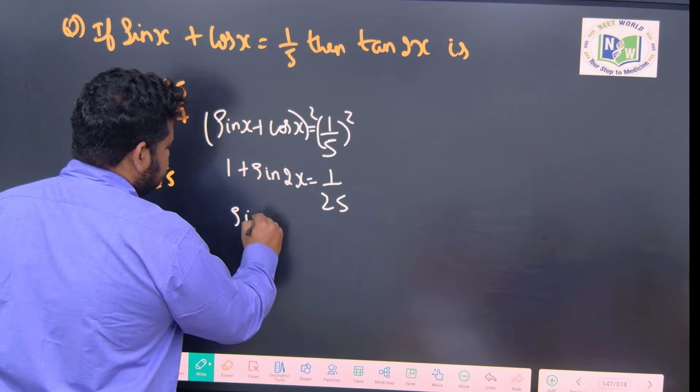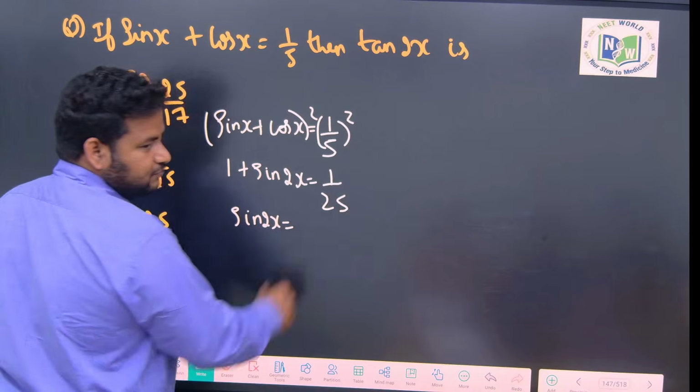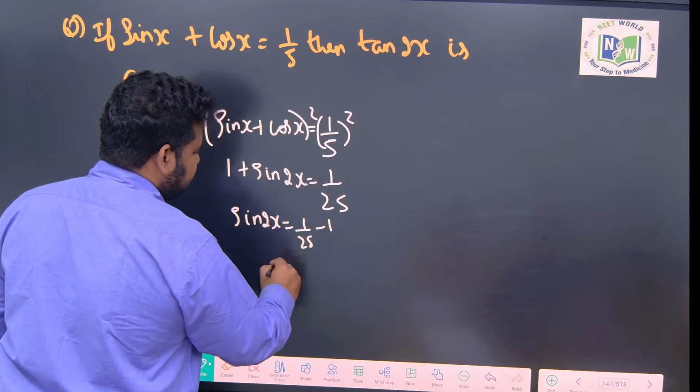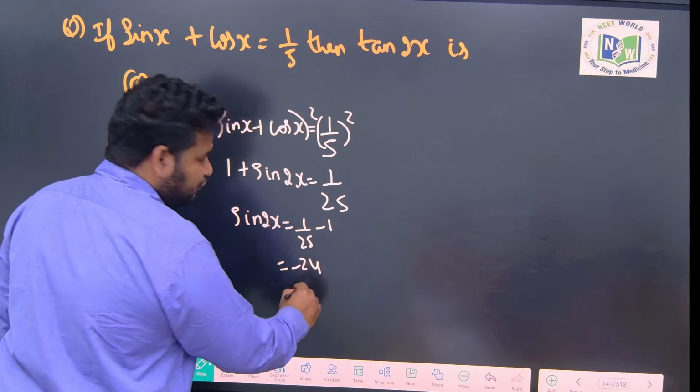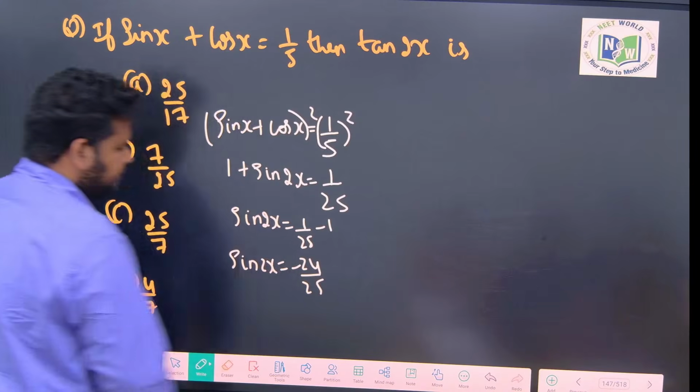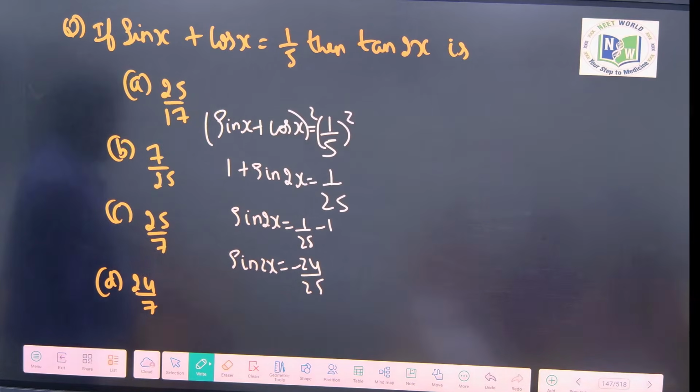So sin 2x is equal to 1 by 25 minus 1. If I take LCM, this will be minus 24 by 25. So sin 2x is minus 24 by 25.